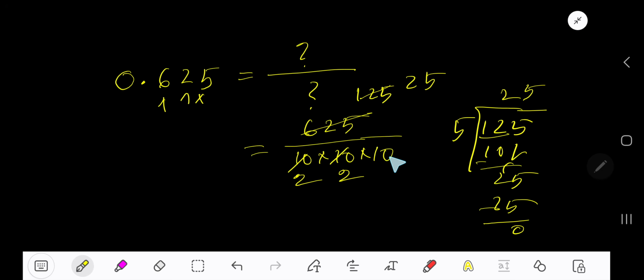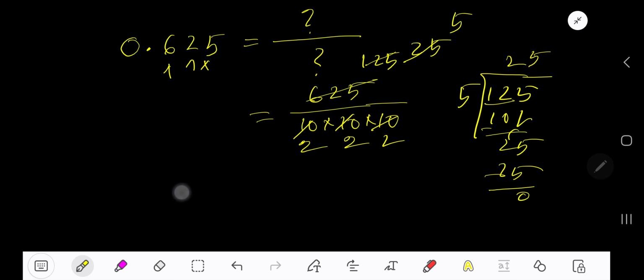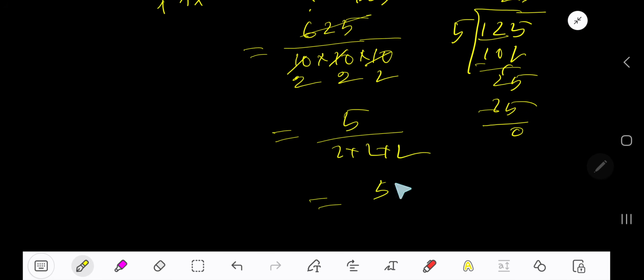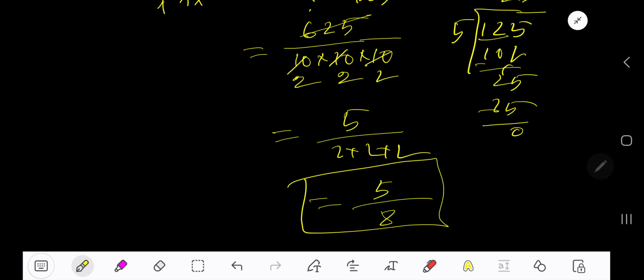Again, this 10 is divisible by 5, we get 2. And if we divide this 25 by 5, we'll get 5. So basically, we are getting 5 over 2 times 2 times 2. So what is that? 2 times 2, 4, 4 times 2, 8. 5 over 8. There is no common factor between 5 and 8 other than 1. So this is the lowest term.